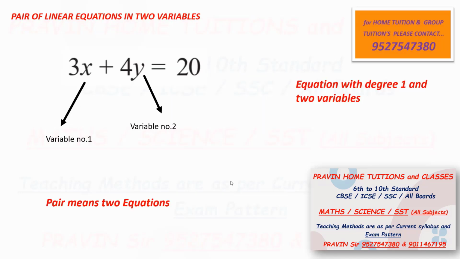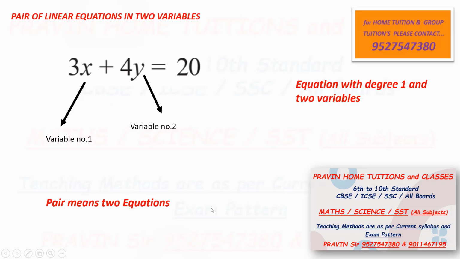Now see, this is the linear equation in two variables. This is the form of a linear equation in two variables: x is the first variable, y is the second variable, and c is a constant. The degree of all these variables is 1. So it is an equation with degree 1 and 2 variables, a linear equation in two variables.